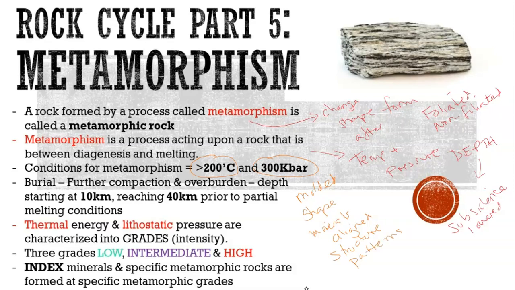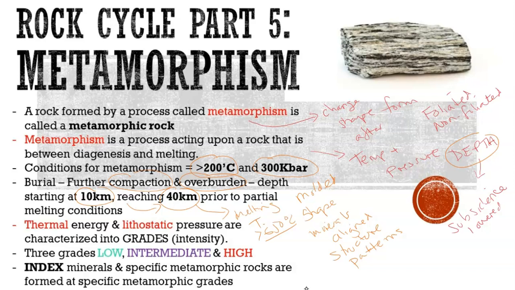So you need to have compaction and overburden, and this really starts at a depth of around 10 kilometers, and it can go down as deep as 40 or further. But any deeper you're going to get partial melting, due to the temperature being over around 650 degrees Celsius, where some minerals are going to melt.